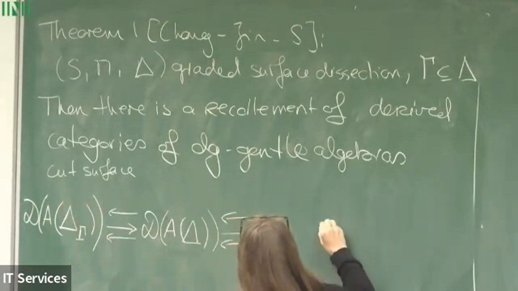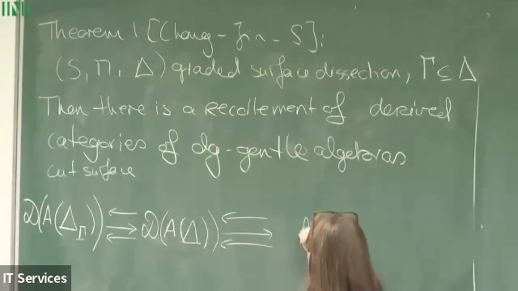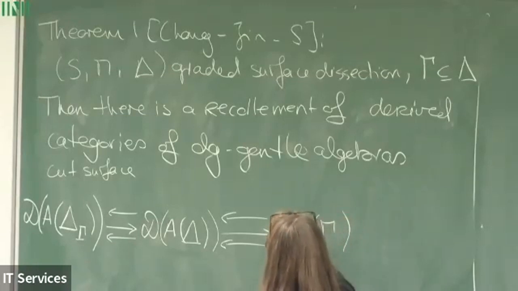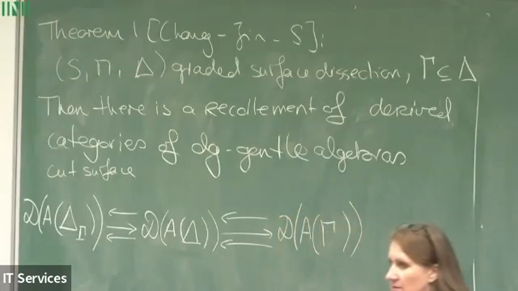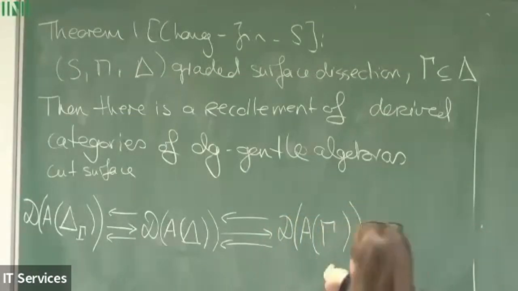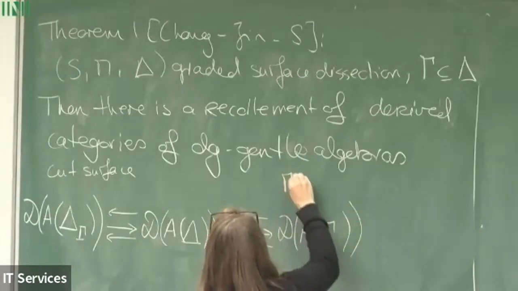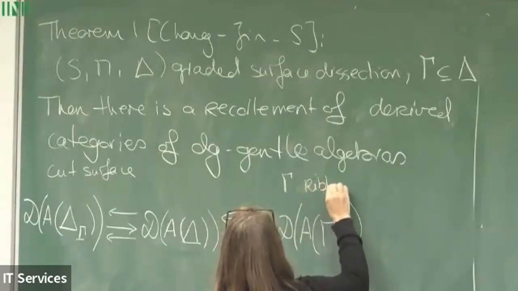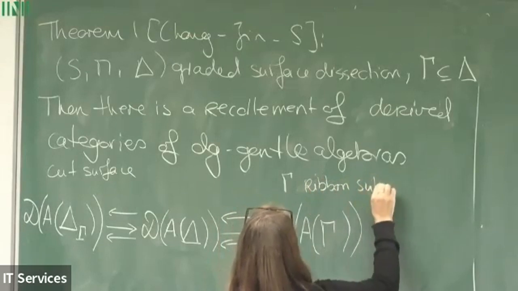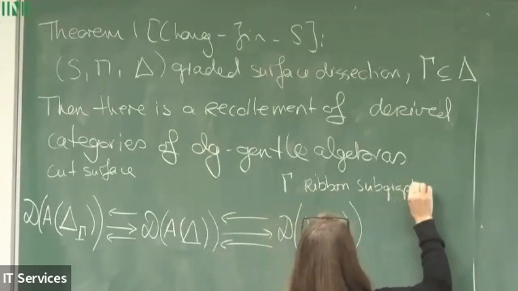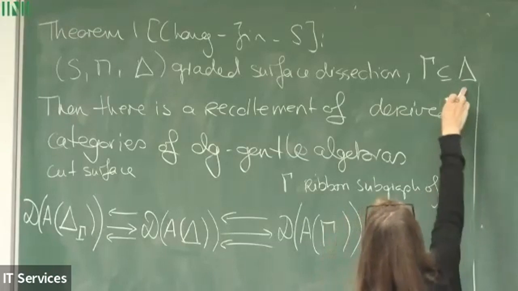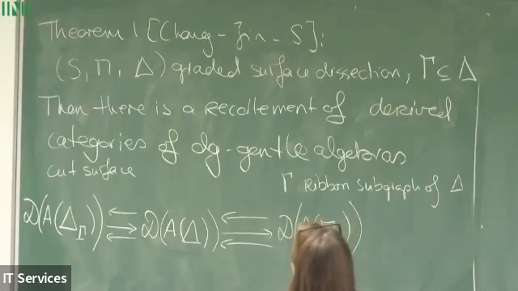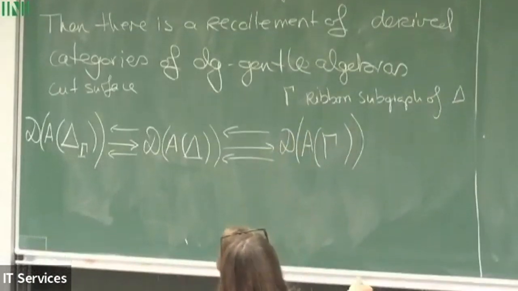It turns out we simply take our cutting set, take the associated Gentle algebra, and then the derived category. So this is the recollement. Here gamma is the ribbon graph, the subgraph of delta, which is induced here. Okay, so this is the recollement.